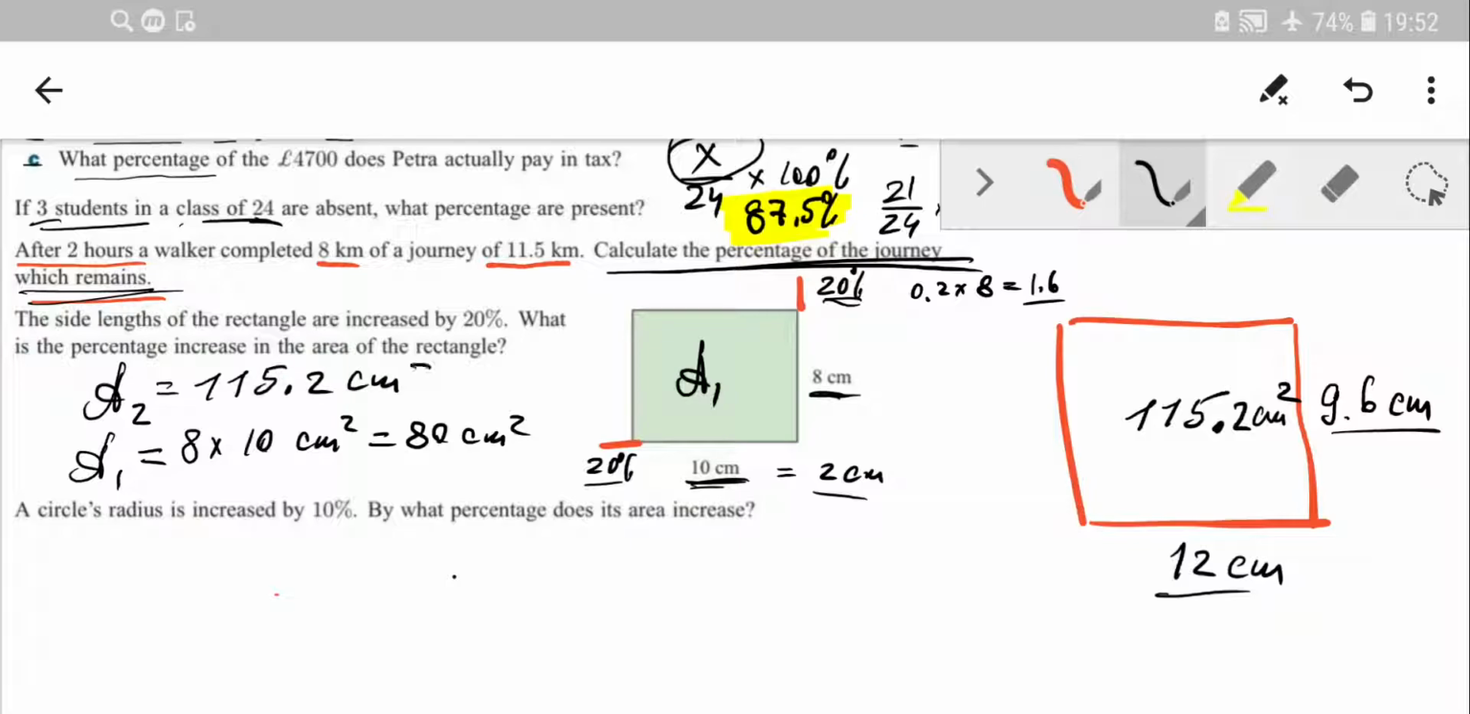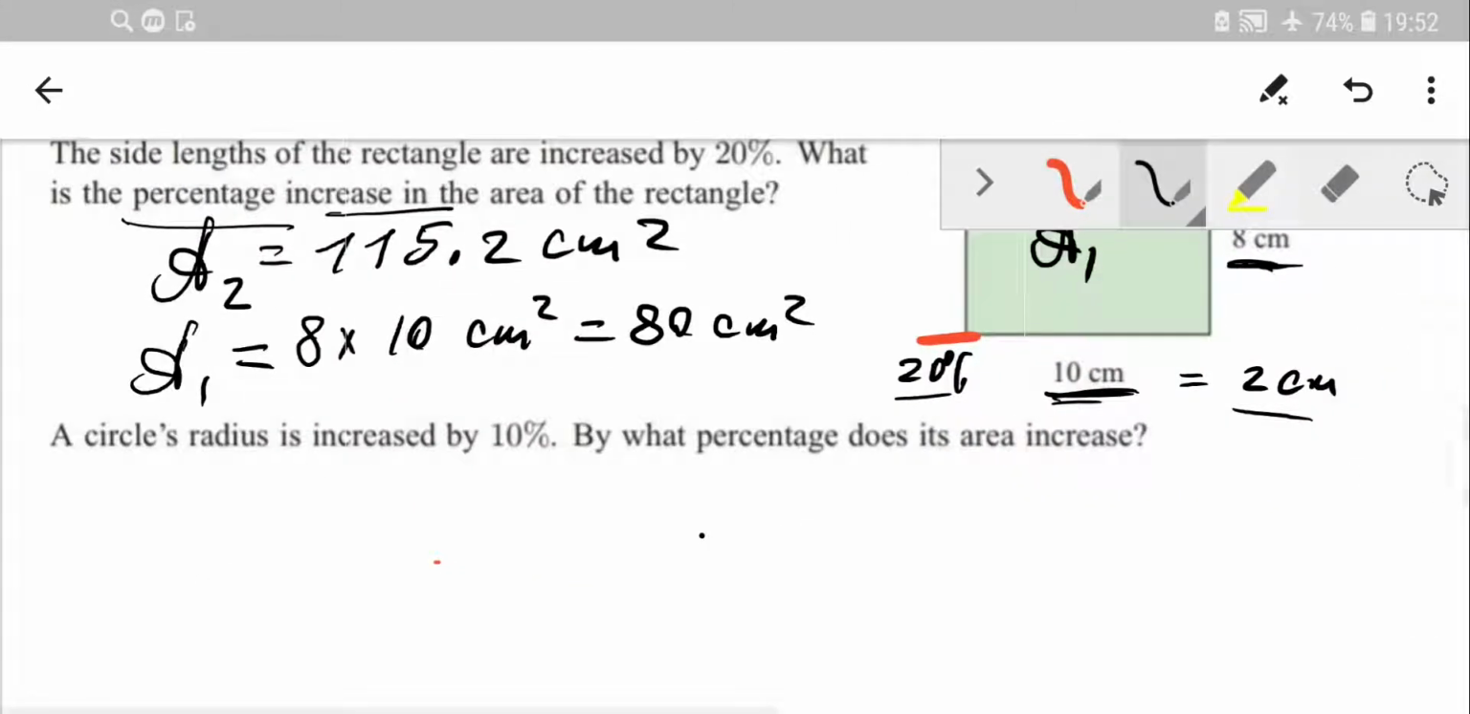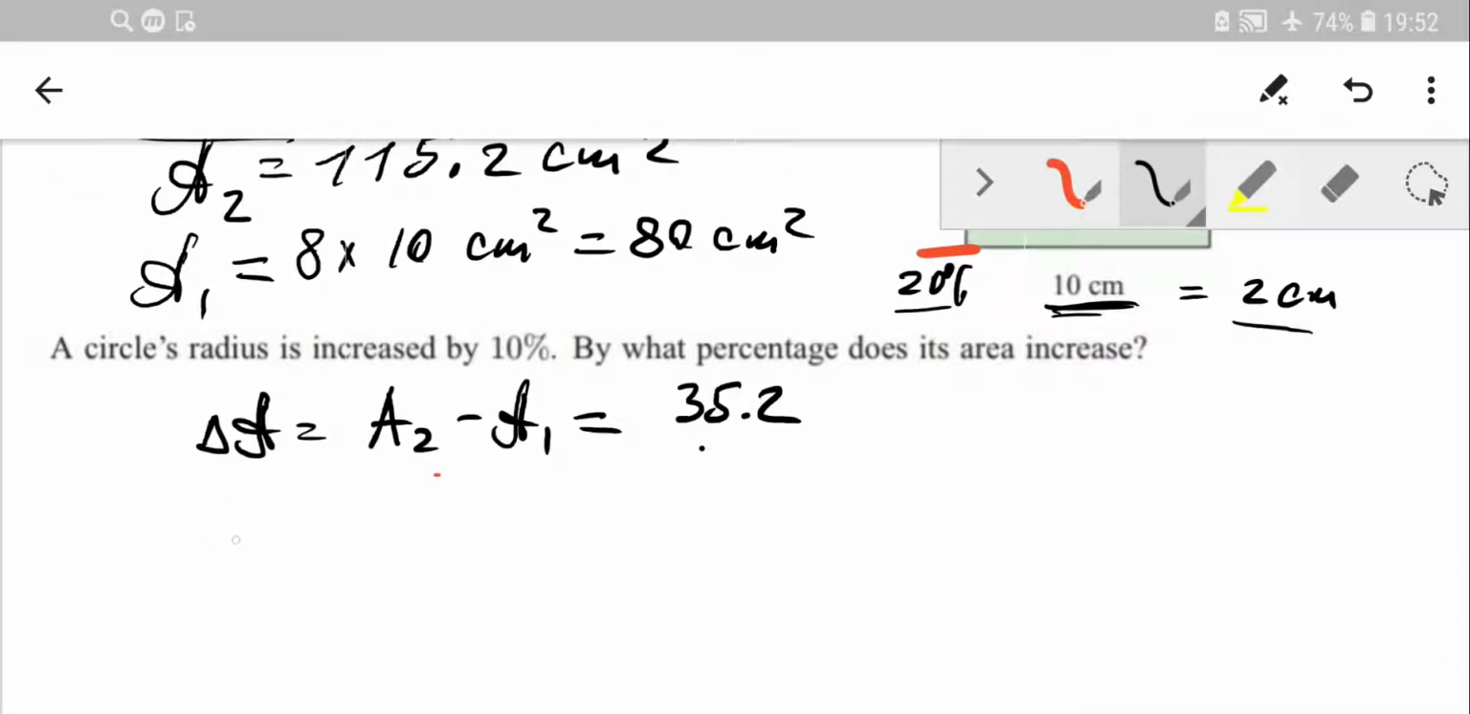In order to calculate the percentage increase in the area of the rectangle, just remember the very first task, we need to find the change in area. So this is final minus initial. So let's subtract 80. So 35.2. And now, in order to calculate the percentage, we need to take the change in A over the initial area and times 100.